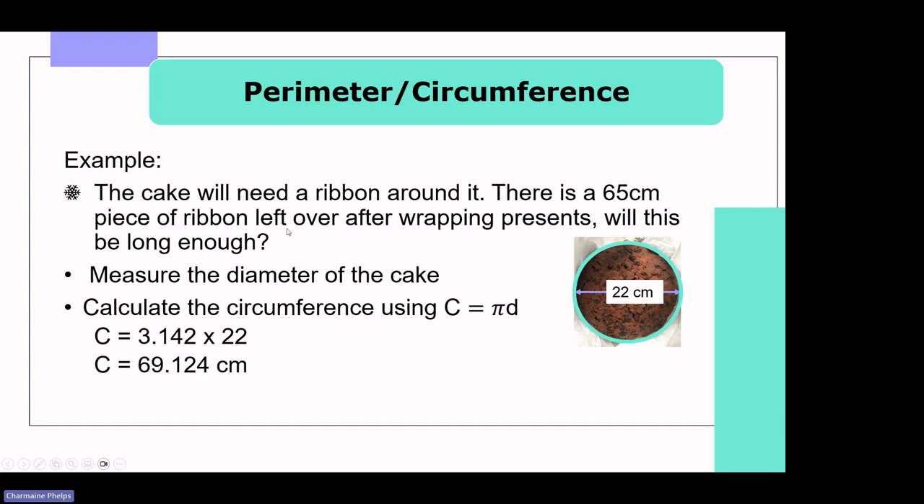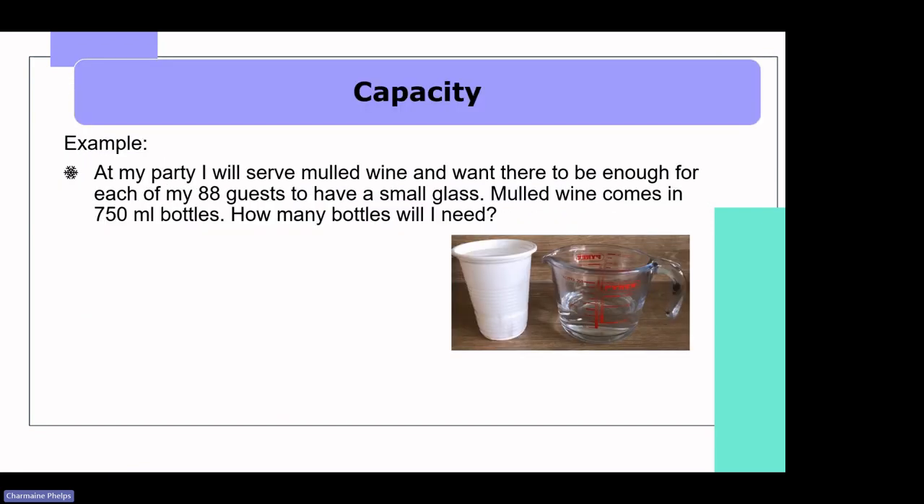Do I have enough ribbon? No, I do not. I need to buy more ribbon. How annoying. Okay, next one, capacity. At my party, I'm going to serve mulled wine, and I want there to be enough for each of my 88 guests to have a small glass. Mulled wine comes in 750 milliliter bottles. How many bottles will I need?